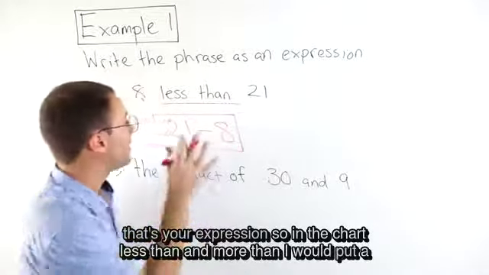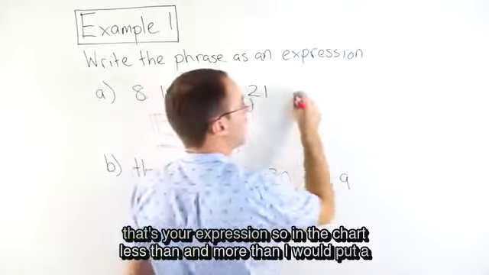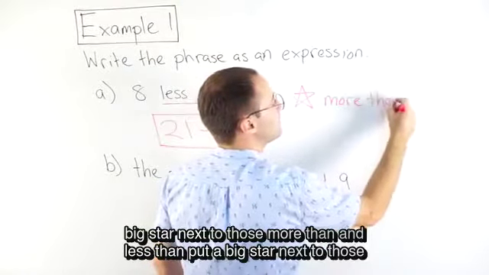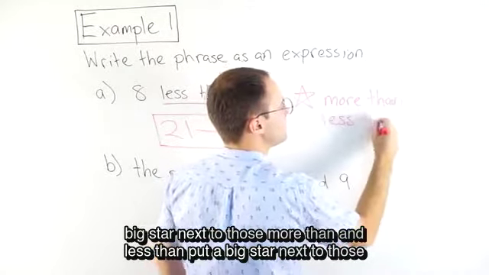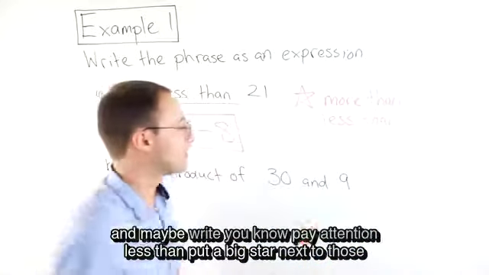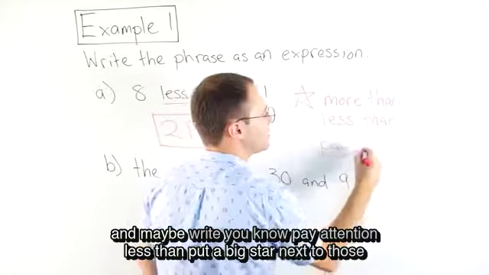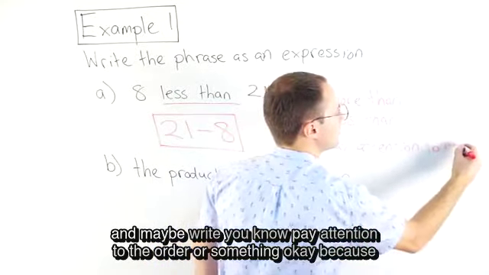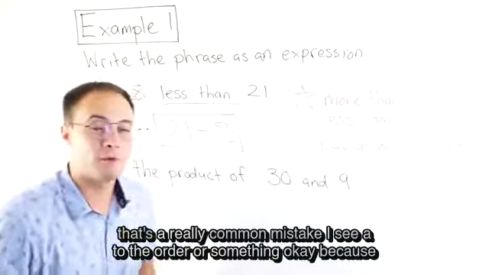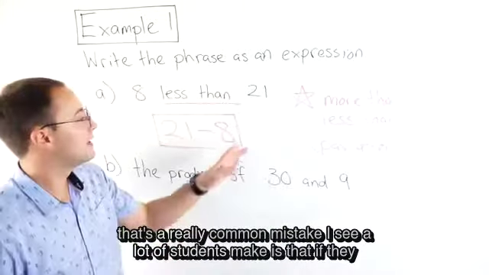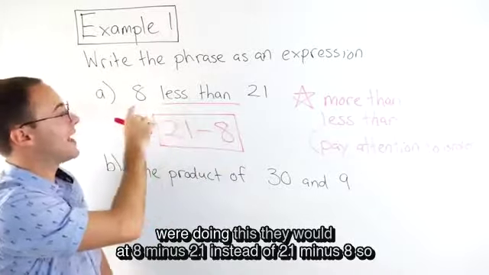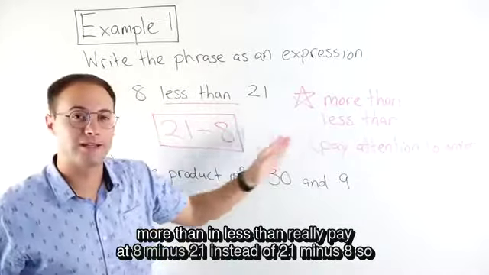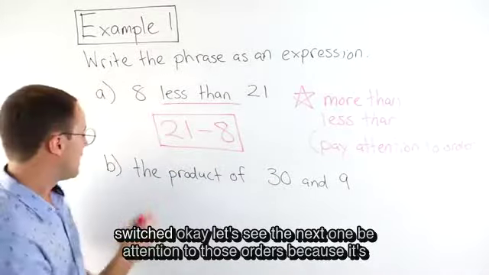So in the chart, less than and more than, I would put a big star next to those. More than and less than. Put a big star next to those and maybe write, pay attention to the order or something. Because that's a really common mistake I see a lot of students make: they would write 8 minus 21 instead of 21 minus 8. So more than and less than, really pay attention to those orders because it's switched. Okay? Let's do the next one.